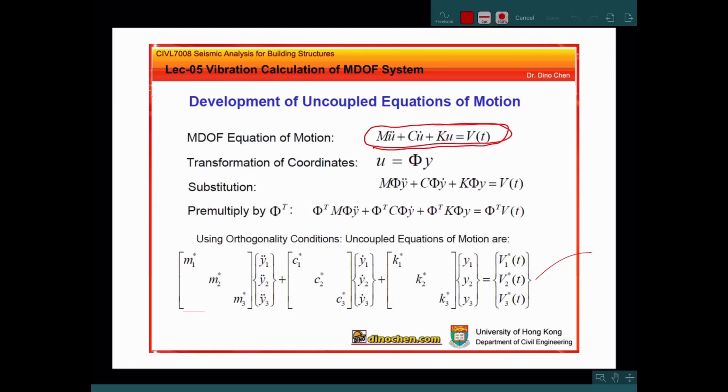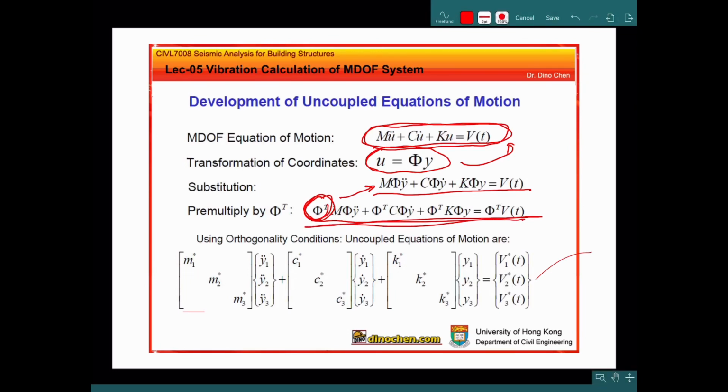This is the basic dynamic equation. Use this assumption, every displacement can use modal coordinates to describe, and we put this equation back into the basic equation, and then we can find this equation. Each element we multiply by the phi T. Phi T means the phi matrix transposed, and then we put it back, and then we have this equation.